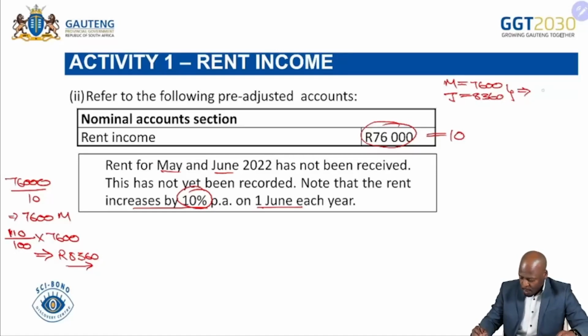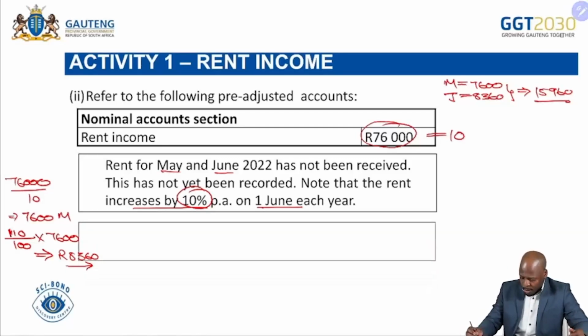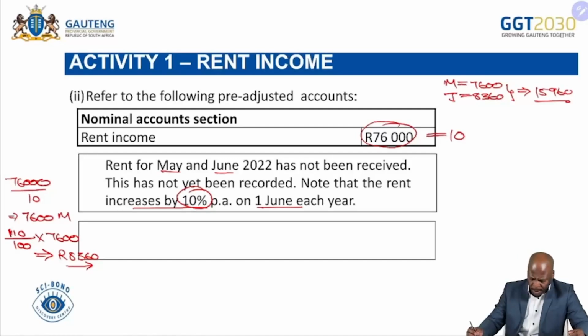All right, thank you. Someone's saying we get 15,960. 15,960. Therefore, we are going to adjust this one. But let me show you the other way that you could have done this as well.